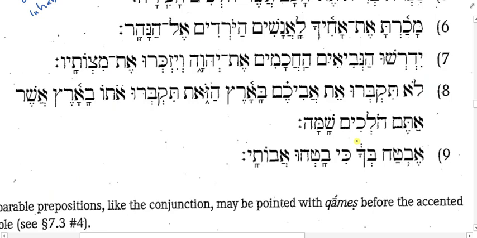Let's look at number 8. We have lo tikbaru et avichem ba'aretz hazot. We'll stop there for a moment and just analyze that. I've got a verbal form over here, tikbaru. Take a look. Do you see an identifiable verb from your vocab list where you can identify 3 root letters? Is it tav, kof, resh, or kof, beit, resh? Yeah, kof, beit, resh.